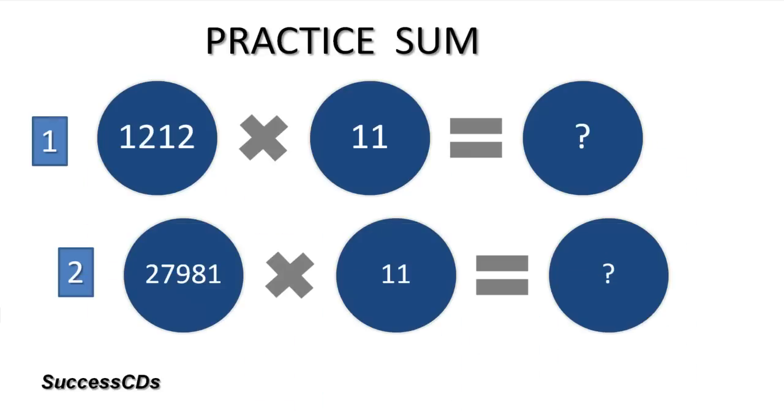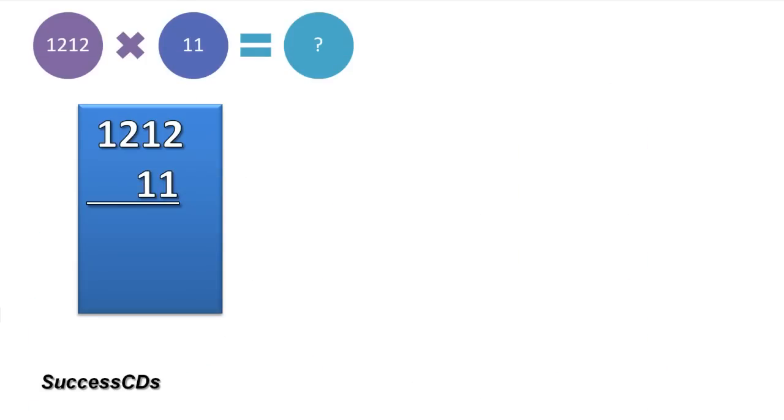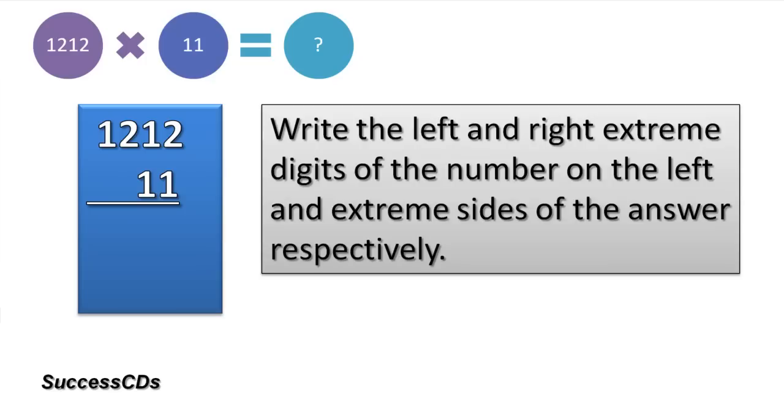Here is a sum for your practice. The first one is without carryover and the second one is with carryover. So do both of these and then go ahead and see the solution. 1212 multiplied by 11. The next is 27,981 multiplied by 11.